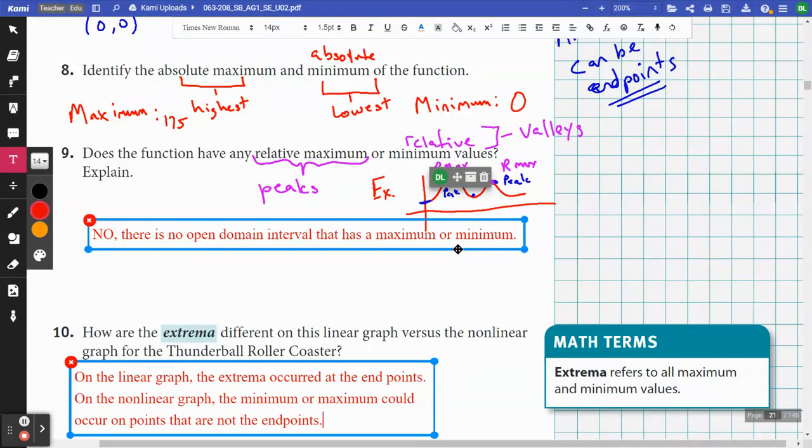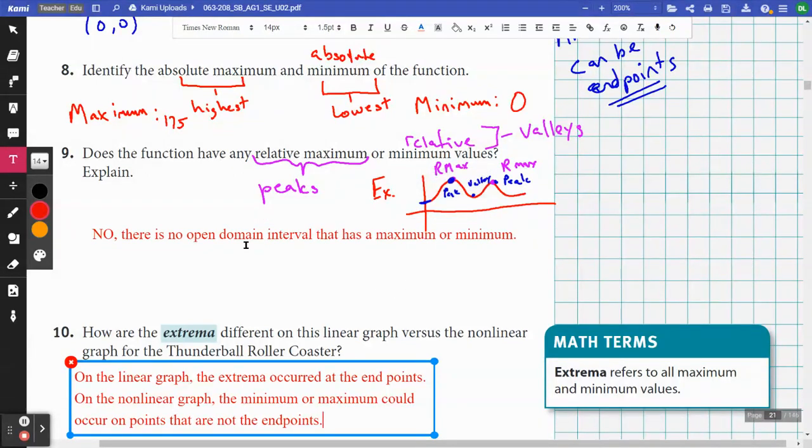All right. So that is 6 through 10, that's page 83, lesson 6-1, Algebra 1.